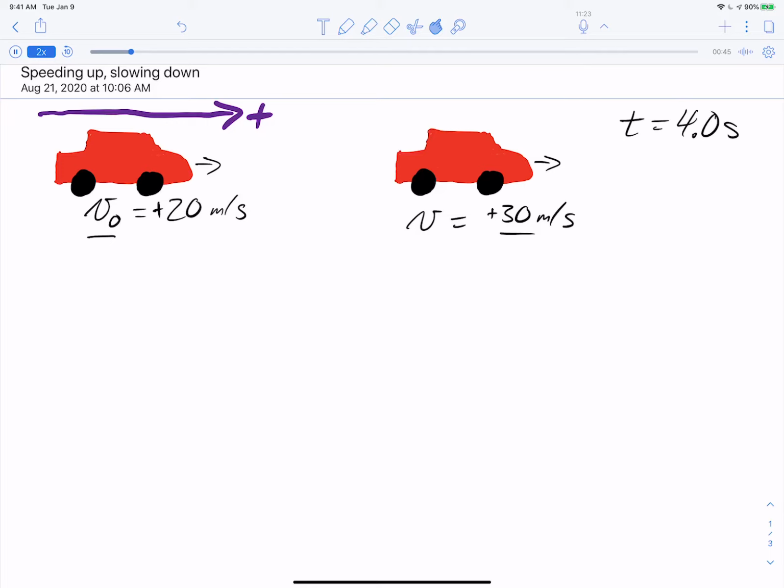Right now, without doing any calculation, I should be able to say this car is speeding up. Right? It starts with a magnitude of its velocity of 20 meters per second, and then later the magnitude is larger, 30 meters per second, so it's speeding up. Right? You would have to step on the gas to make this change, not hit the brakes.